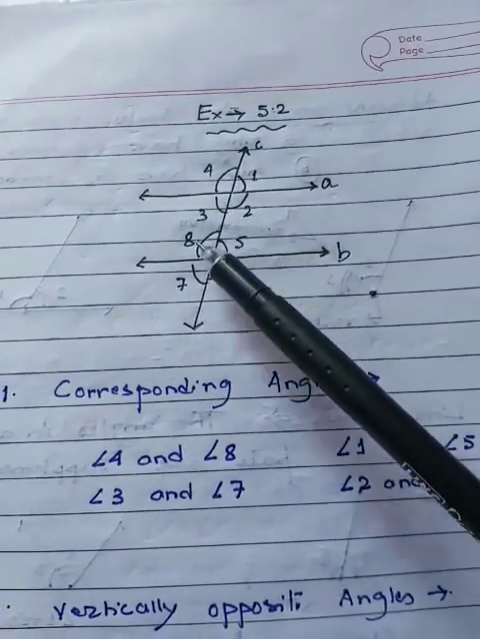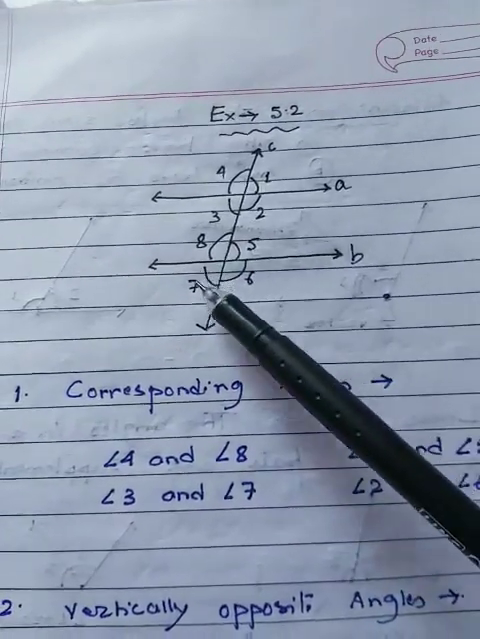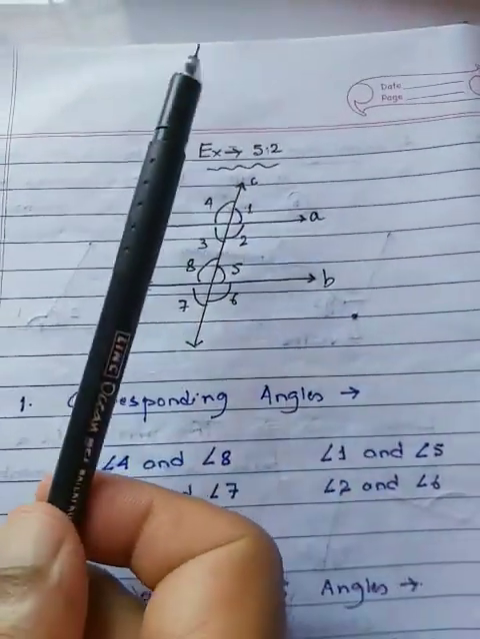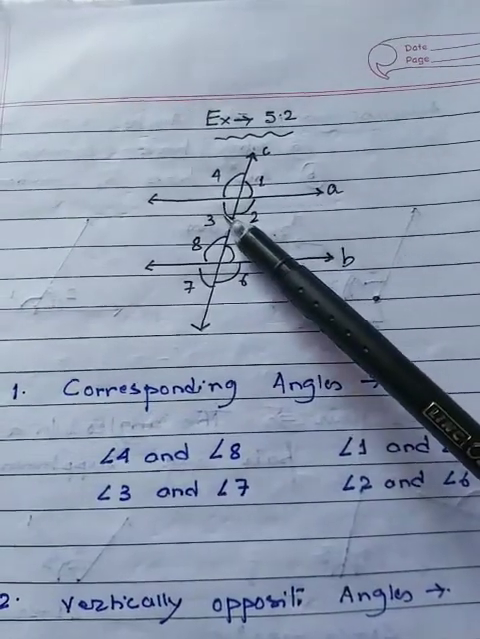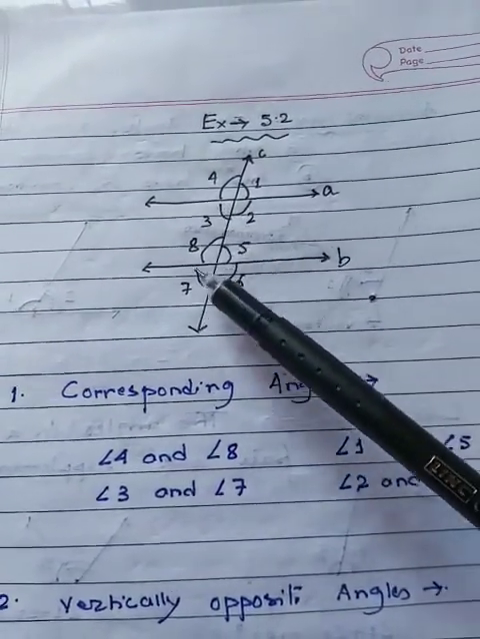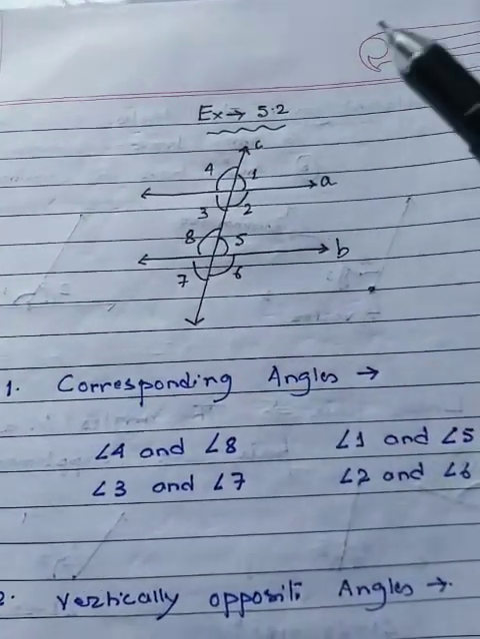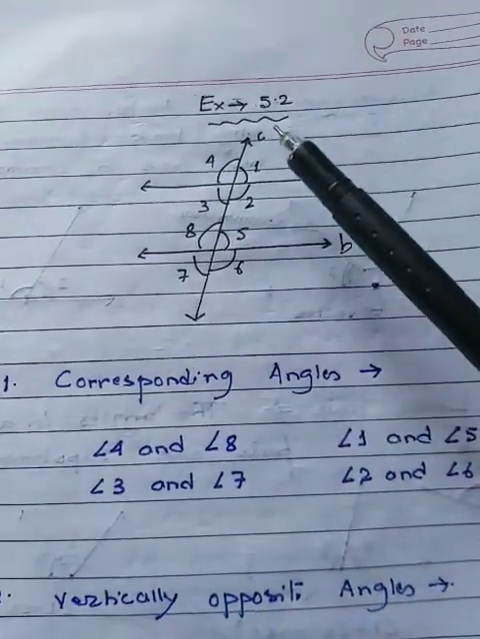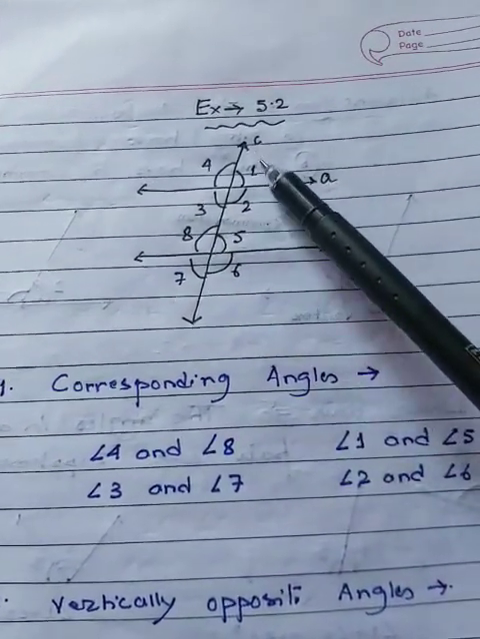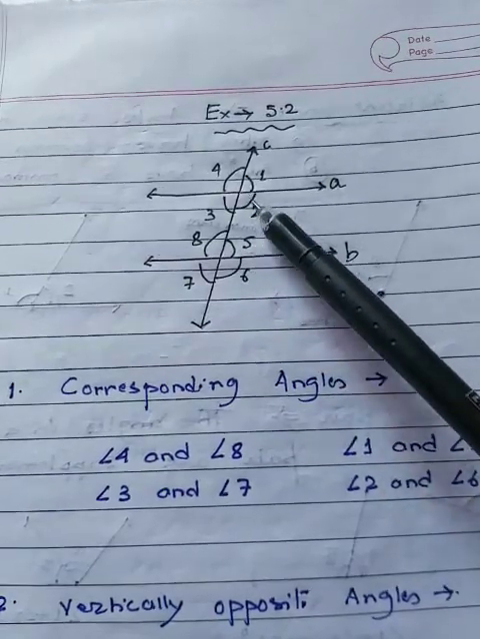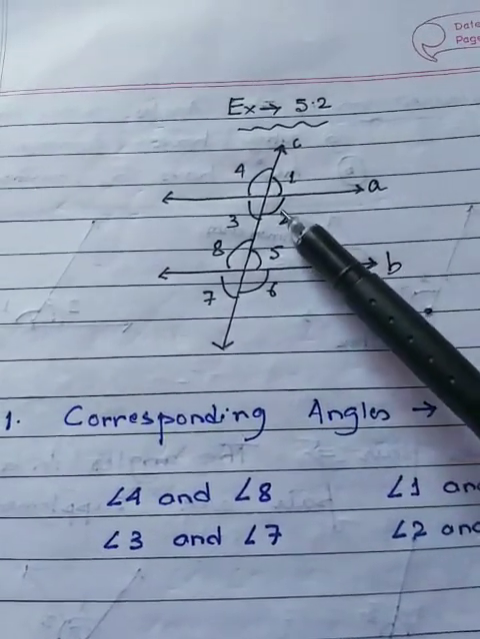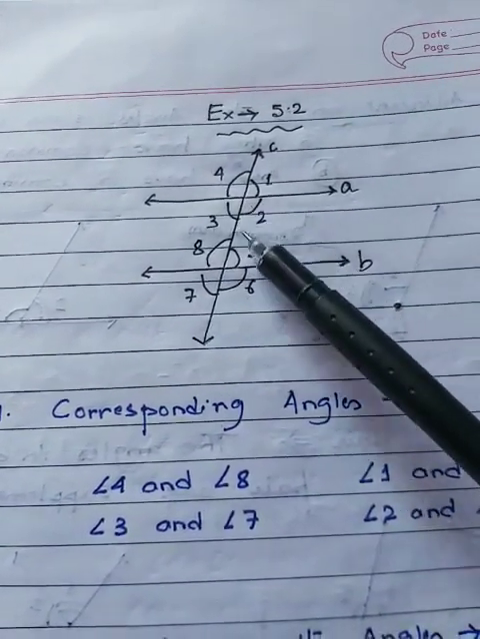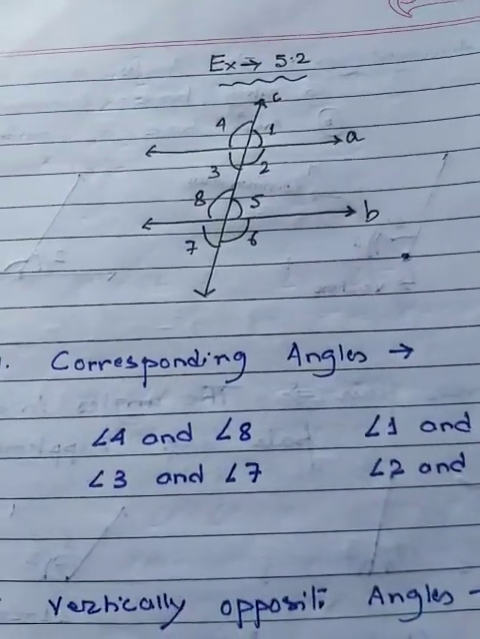Second, 3 and 7. Now one is interior, the other is exterior, again on the same side of the transversal line. 3 and 7 is another pair of corresponding angles. Let's see the others. On this side, 1 and 5 are corresponding angles. 2 and 6 are another pair of corresponding angles. So these angles are equal to each other.